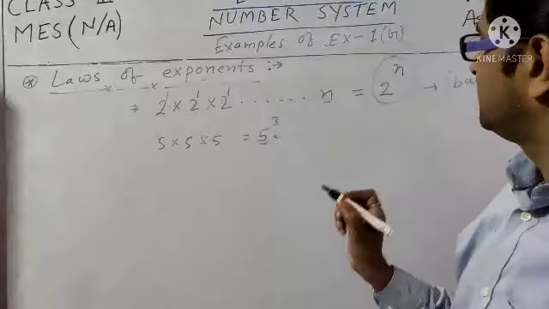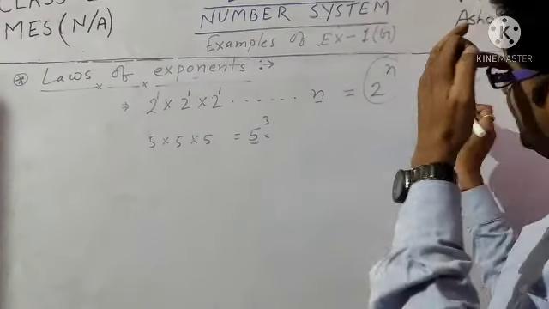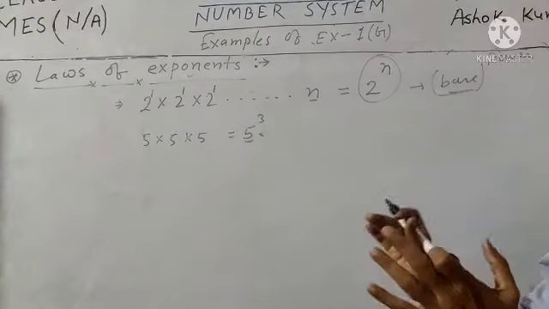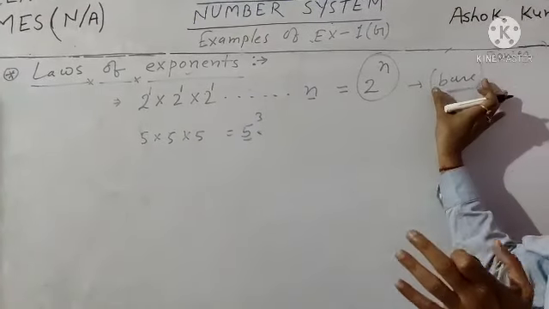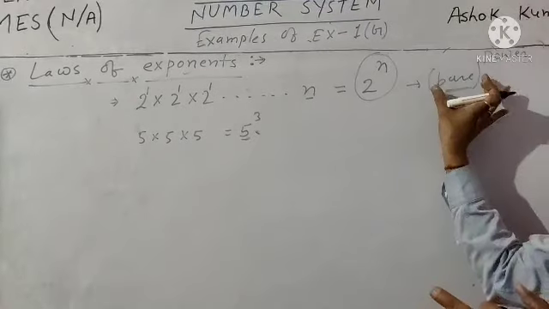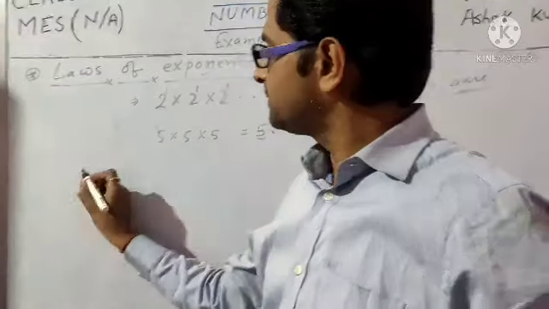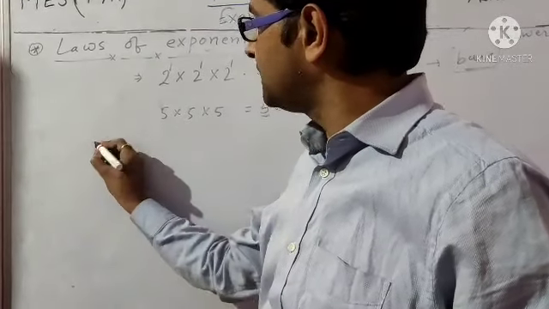Okay, student. The definition of exponent is: it is the form of base to the power. Here are the laws. There are 7 laws in exponents.